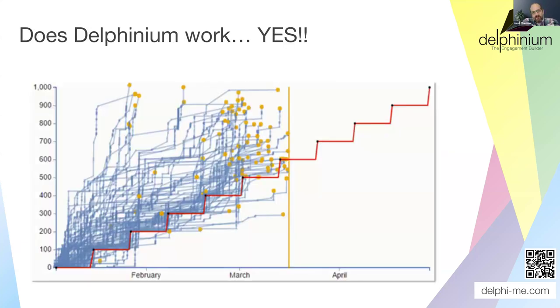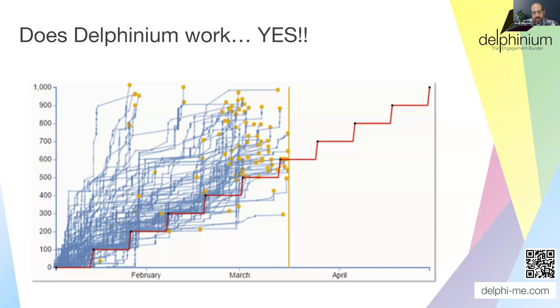We've done a lot of research around Delphinium. This chart, I think, shows a good example to answer the question, does it work? If you look across the bottom, you have the time, January, February, March. Vertically, we have the points possible. The red line is where we want the students to be, and the blue line is where they actually are. In this scenario, you can see that most of the students are performing well above expectations.